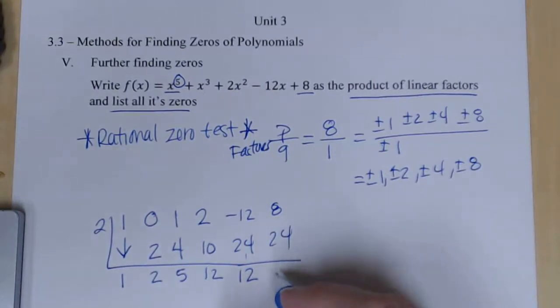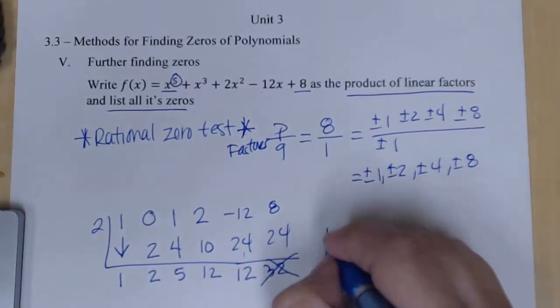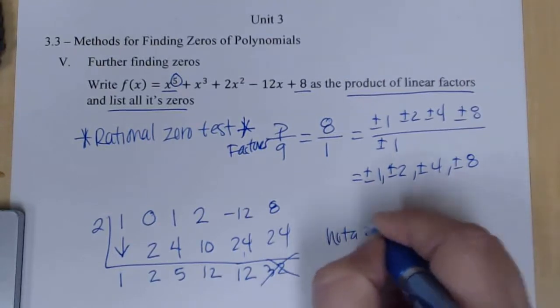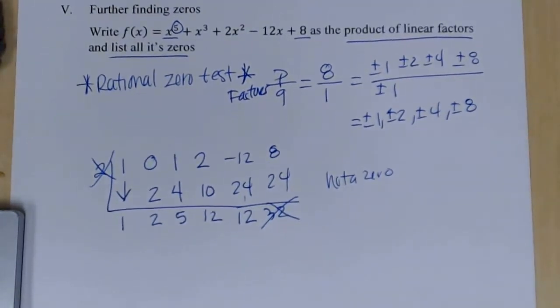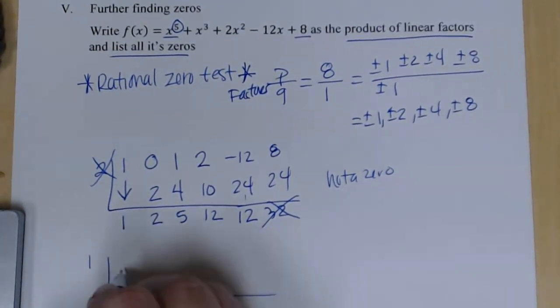This is not going to give me 0. This gives me 32. This is not a 0. So that means this 2 is never going to work for this problem. So that wasn't a good guess of mine. Let me maybe try 1. Should have started with 1.